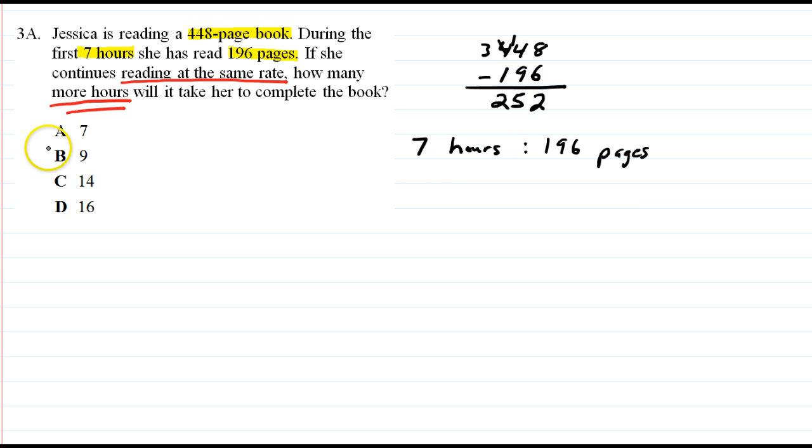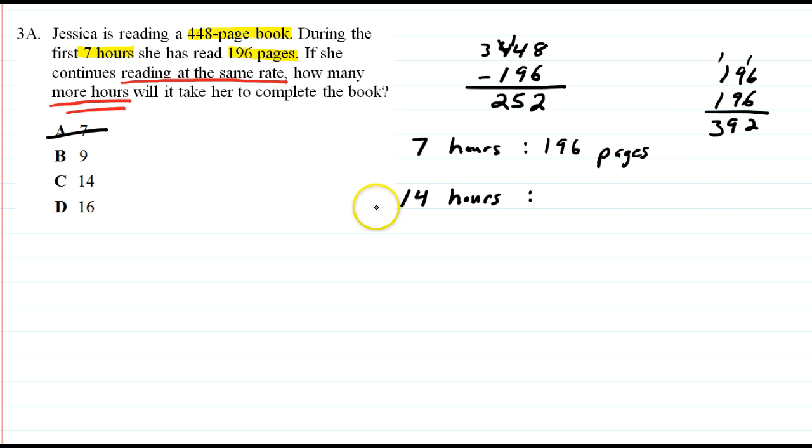So now as we look over here at our possible choices, it's not 7, because 7 would be 196. So now let's double this. If she were to read for 14 hours, how many pages would she read? And so we just got to come over here and double it. You can multiply it by 2 or just add them together. So that would be 392 pages. So for after 14 hours, that's 392.